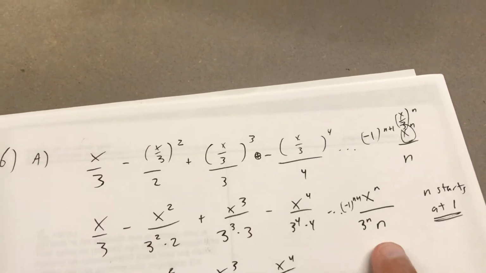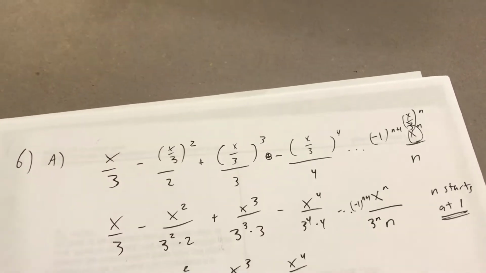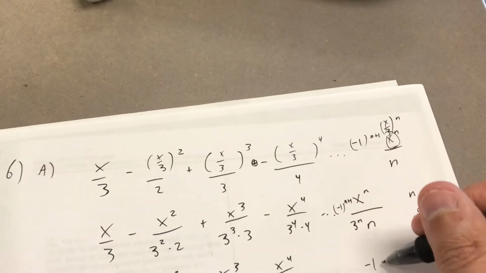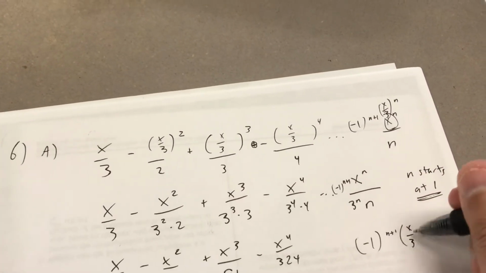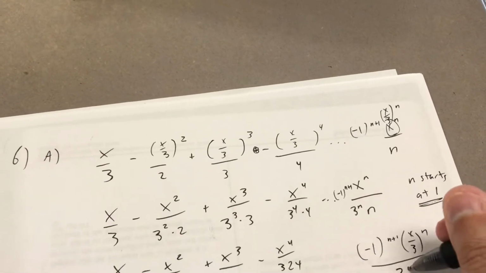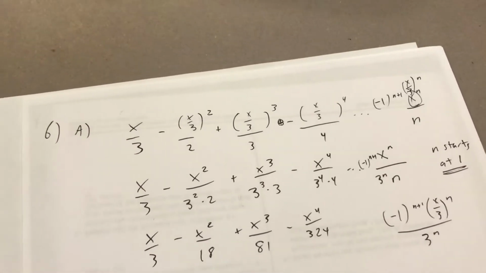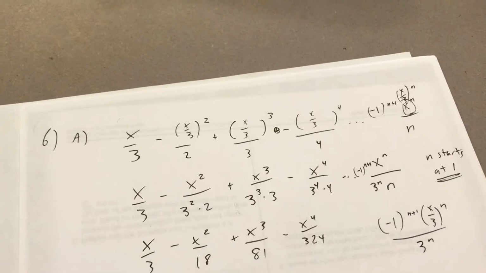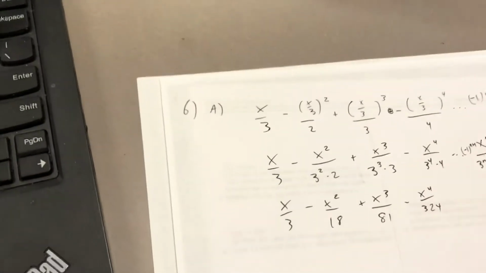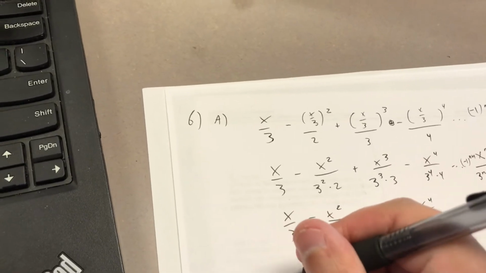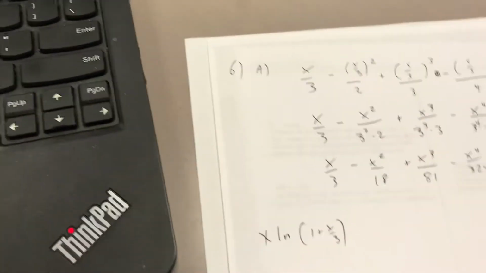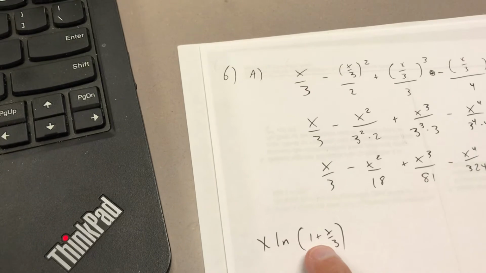And you could have not even simplified it down, and you could have just left it as negative 1 to the n plus 1 x over 3 to the n over 3n times n. Oh, by the way, I'm not actually done yet. We're actually trying to find x times the ln of 1 plus x over 3. So far I've just found ln of 1 plus x over 3.